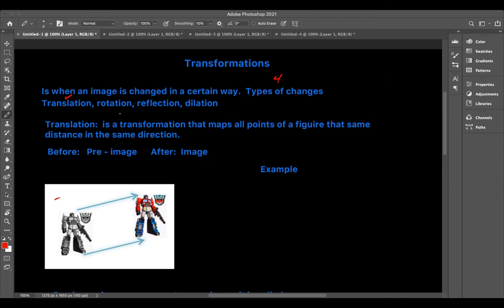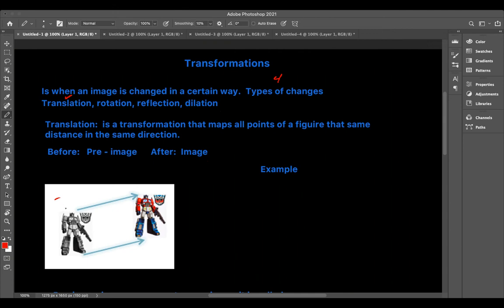All right, so translation, what is it? Translation is a transformation that maps all the points of a figure at the same distance in the same direction. So basically, what it means is that the figure itself or the object is congruent to the other figure that it just made. A couple words we're going to be using with that: any image that's before we make the translation is going to be called a pre-image, and after, it's called the image itself.